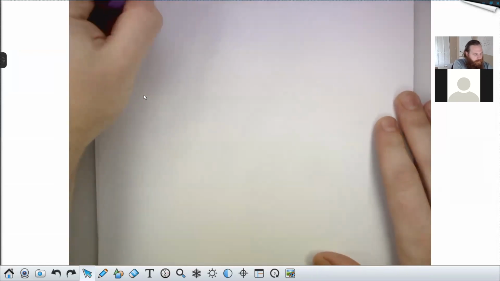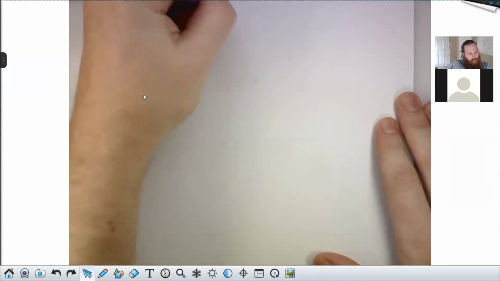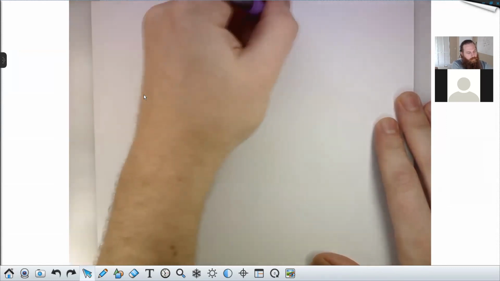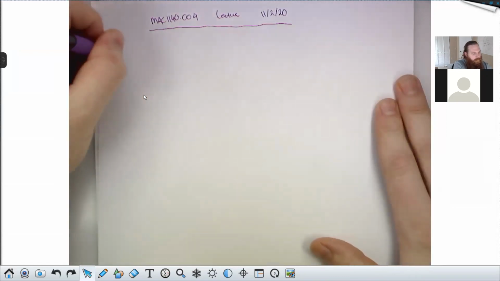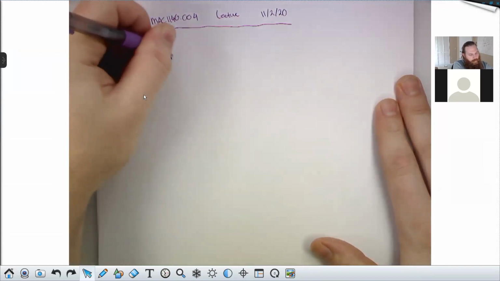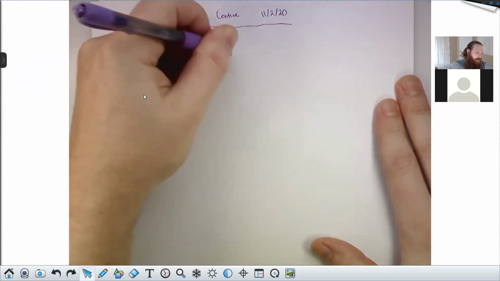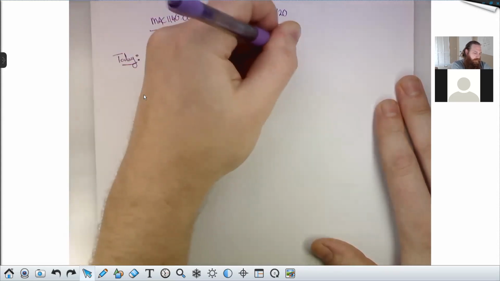This, of course, is MAC1140, section 4. This is a lecture, and today is the 2nd of November, 2020. So you guys have been doing great, building on the material we learned after exam 2, extending our detailed study of functions into exponentials and logarithms. Today, we're going to do more work with exponentials and logarithms.